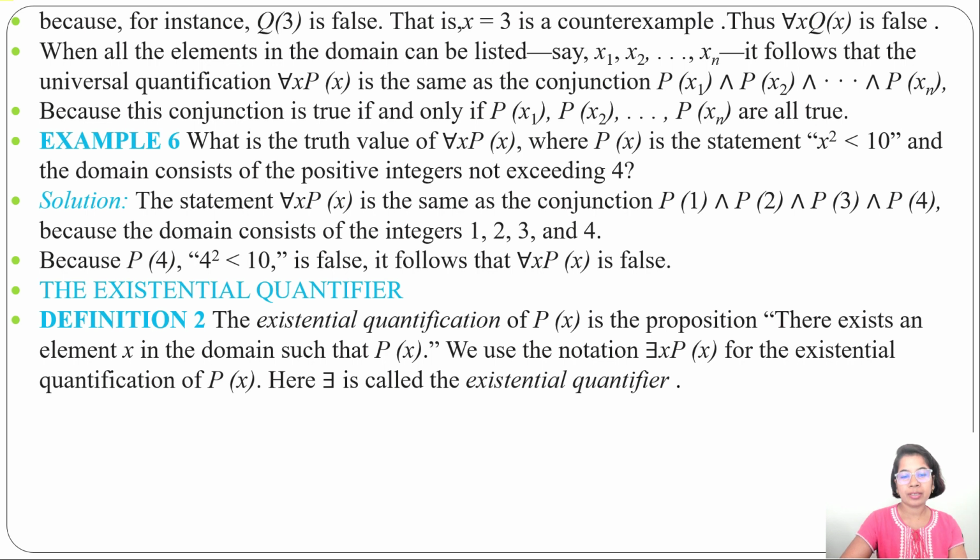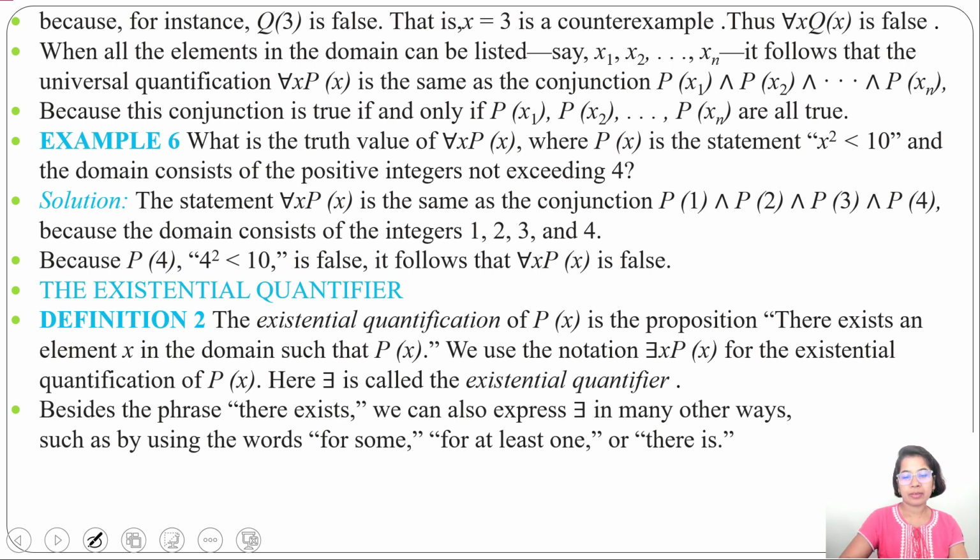Now definition: the existential quantification of P(x) is the proposition there exists an element x in the domain such that P(x). We use this notation, there exists x P(x). For all we use this notation, and for existential quantifier we use this notation. It's like a reverse E. So we can read it as there exists x P(x).